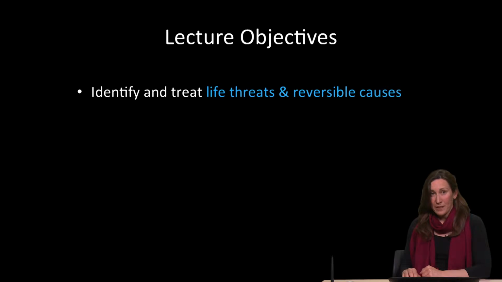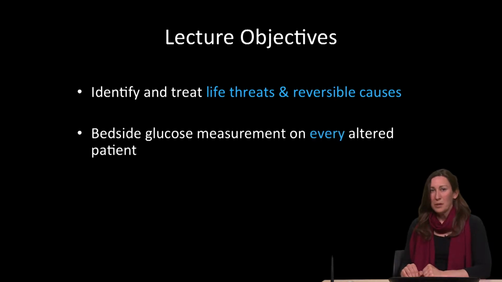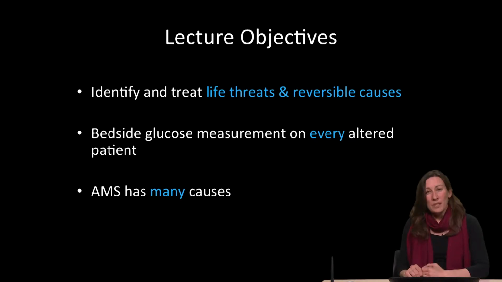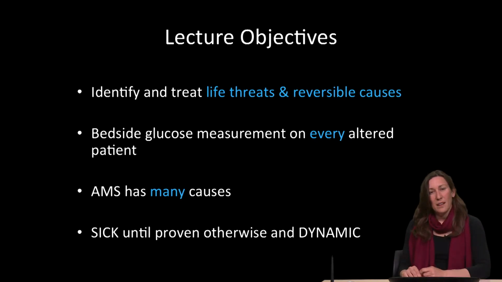In this lecture, I want us to be able to identify and treat the life threats and reversible causes of altered mental status. I want you to remember that a bedside glucose measurement should be obtained on every altered patient. I want to emphasize that altered mental status has many causes, several of which can actually be contributing to an individual patient's clinical picture at one time. And that these patients are sick until proven otherwise. They are also very dynamic and require frequent reevaluation.